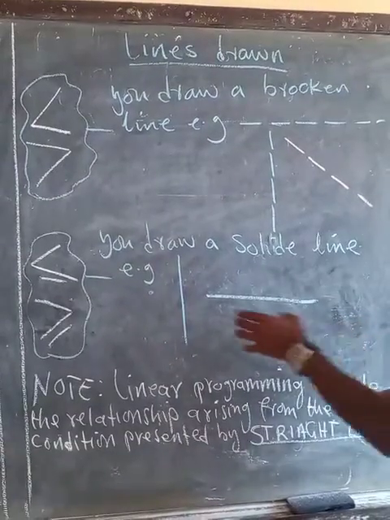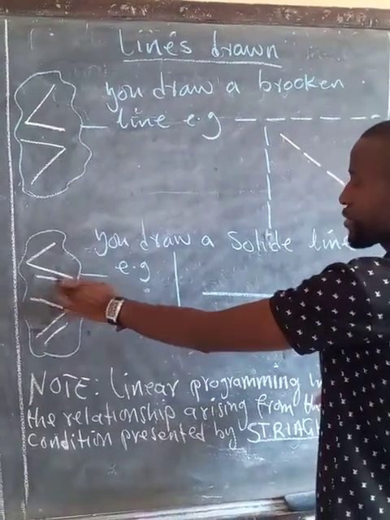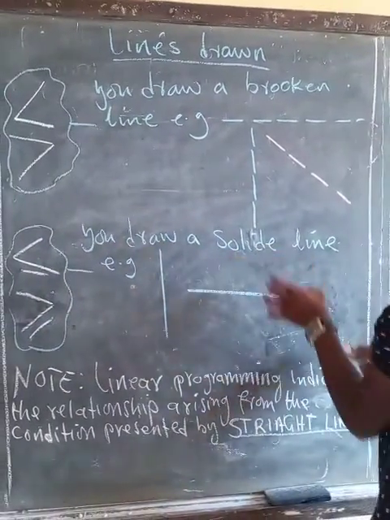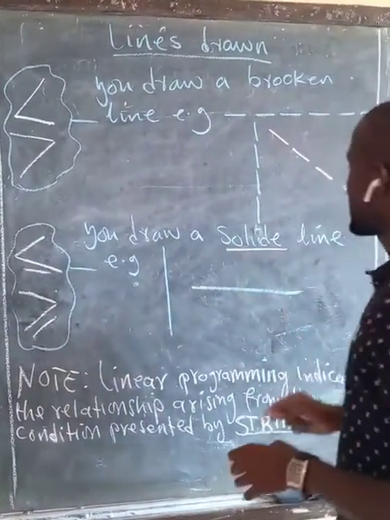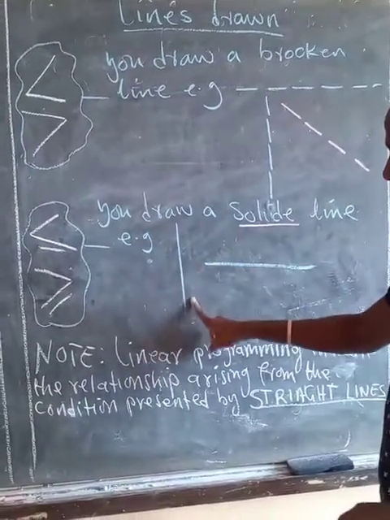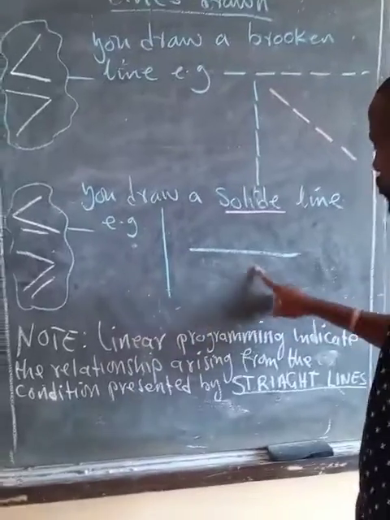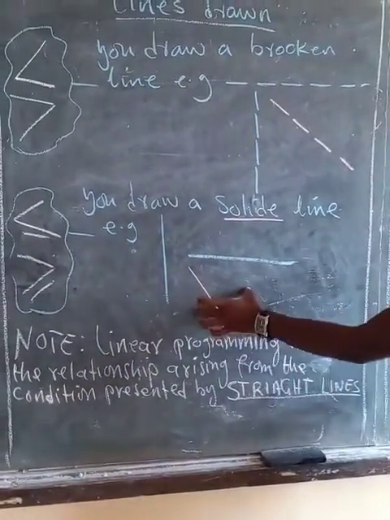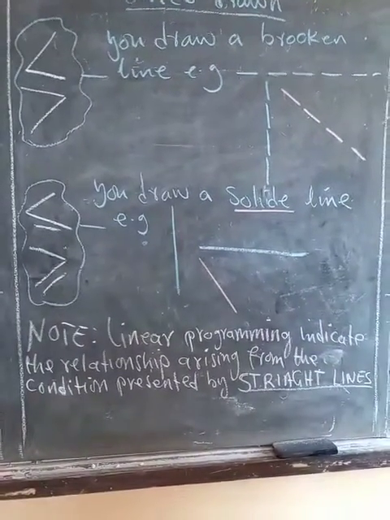And also, when you are given this symbol which is less than or equal to or greater than or equal to, you draw a solid line. So these are the key terms. You draw a solid line, e.g., it can be a vertical or a horizontal or a slanted line, but as long as it is a solid line, you are going to be fine.